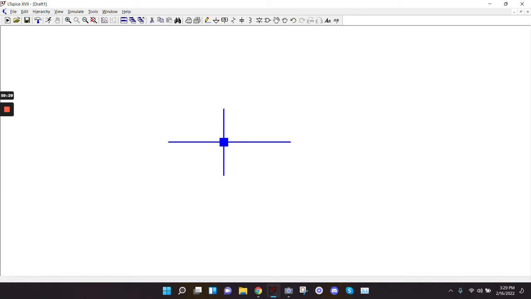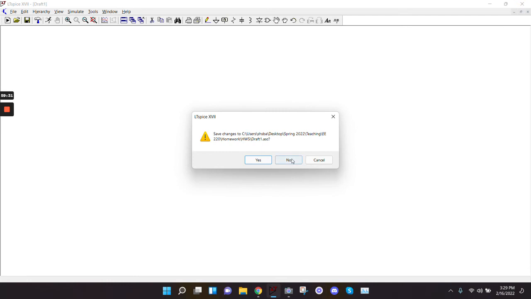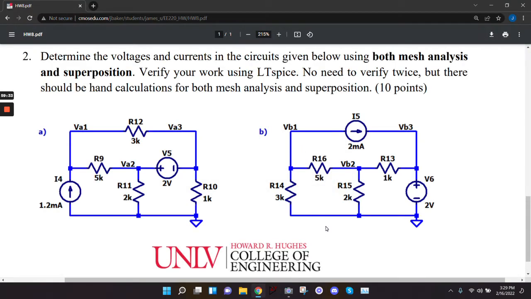And just one more question. Why is the 5K affected by the current source? This 5K? Yeah. Because it's still connected to this loop. If there was a resistor down here, and I open up the current source, there would be no current flowing through that resistor, because it wouldn't be a part of any loop. But this one is still a part of this loop, so it's still affected, right?